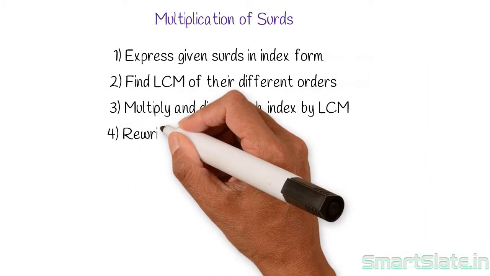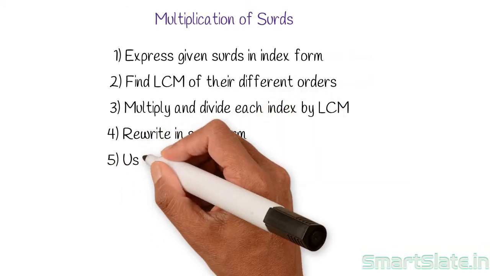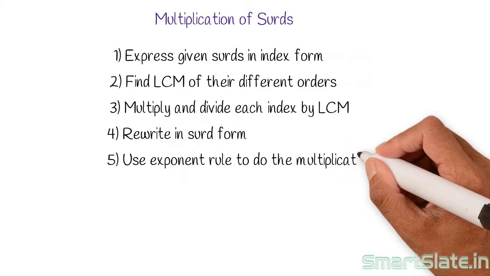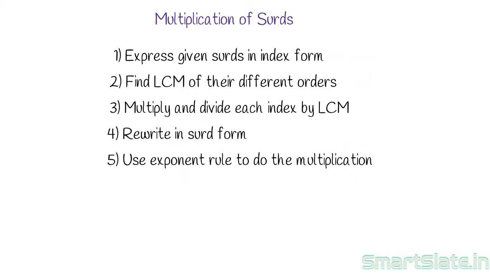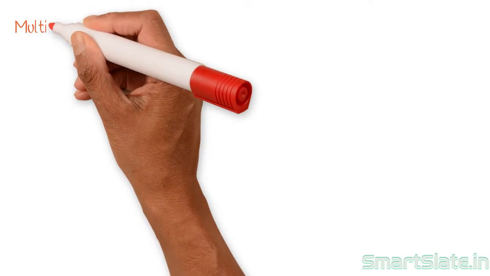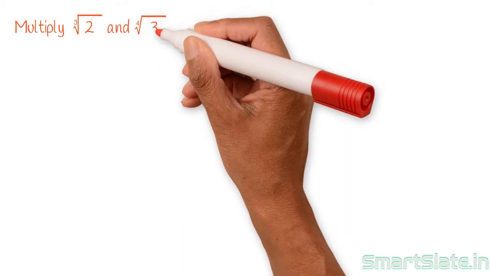The fourth step is to rewrite the index form again into surd form. The fifth and last step is to use the exponent rule and do the multiplication. Let me explain this with an example so that you understand it better. Multiply cube root of 2 and fourth root of 3.